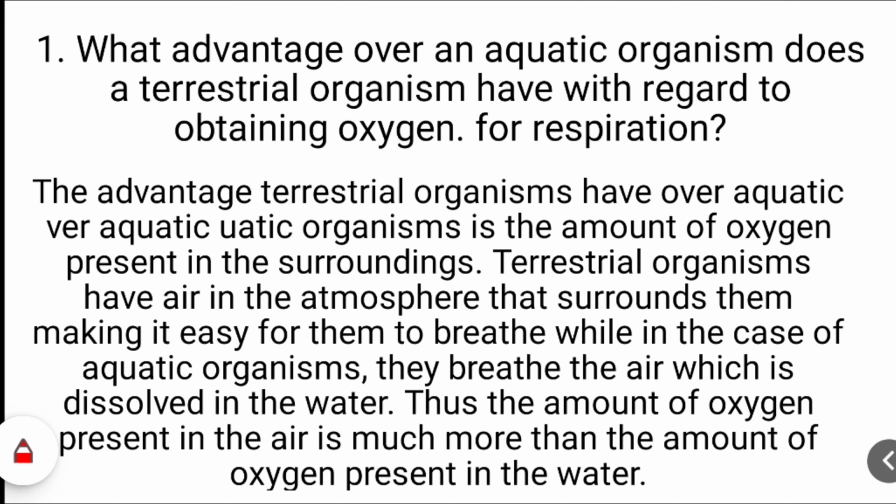Next number 1 is, what advantage over the aquatic organism does a terrestrial organism have with regard to obtaining oxygen for respiration? The advantage terrestrial organisms have over aquatic organisms is the amount of oxygen present in the surroundings. Terrestrial organisms have air in the atmosphere that surrounds them, making it easy for them to breathe, while in the case of aquatic organisms, they breathe the air which is dissolved in the water. Thus, the amount of oxygen present in the air is much more than the amount of oxygen present in the water.